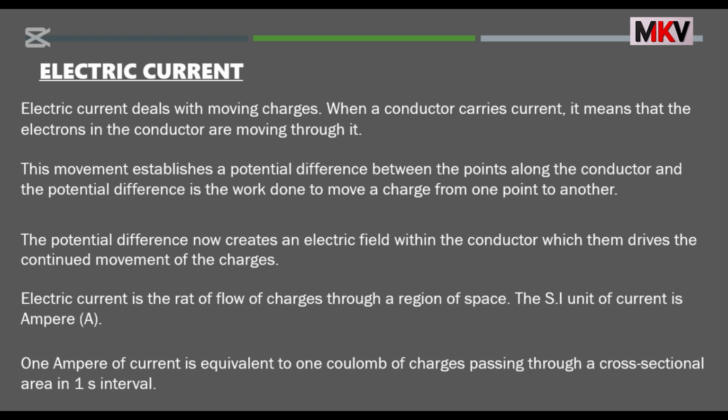It's the rate of flow of charges through a region of space, and its SI unit is ampere. So 1 ampere of current is equivalent to 1 coulomb of charges across a certain area in a 1 second interval. So for a time of 1 second, when we have 1 coulomb of charges passing across a certain area of a conductor, 1 ampere of current is created.